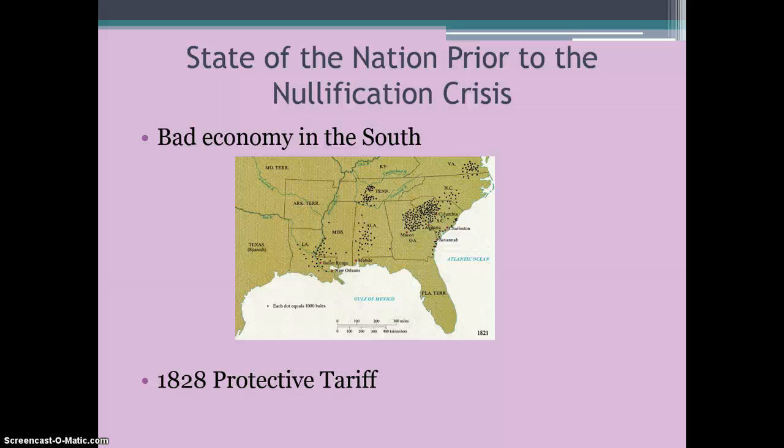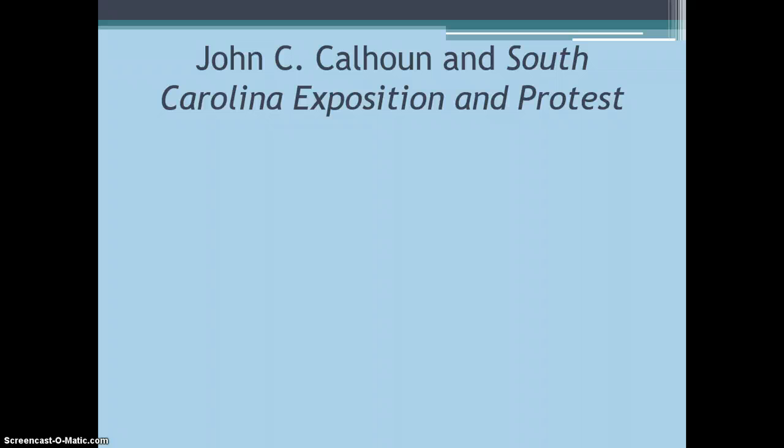However, the South was harmed because they had to pay higher prices on these goods that they did not produce, and it reduced the exportation of British goods to the U.S., which made it hard for the British to pay for the cotton that they imported from the South. In this way, the 1828 protective tariff appeared to favor the North. As you can imagine, this made a lot of Southerners upset.